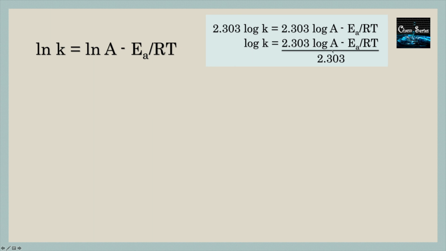So for the log A term, this 2.303 will get cancelled and you will end up with log k equal to log A minus EA by 2.303 RT. Okay, so this will be the log form of the Arrhenius equation.